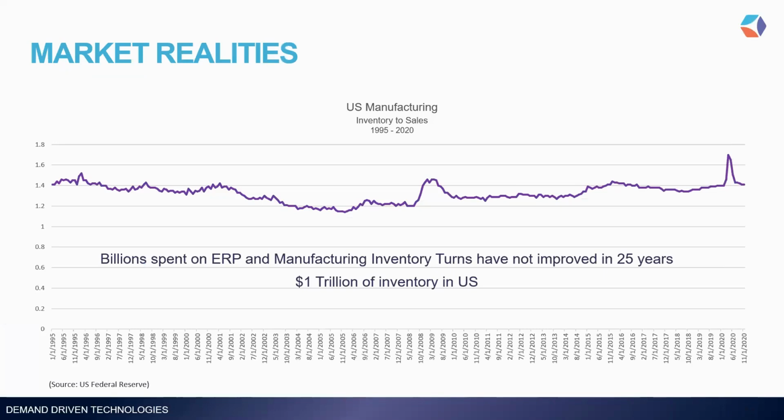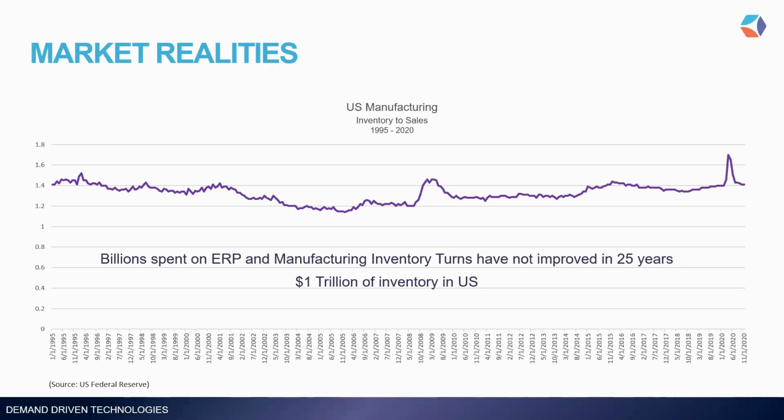And not to belabor this point, I use this chart a lot, but it's been a tough go. Supply chain has been a difficult area, but when you think about it, manufacturers in the US, and this is based on data from the US Federal Reserve, are turning inventory over at the same rate they were 25 years ago, in spite of spending a lot of money on better software during that horizon.